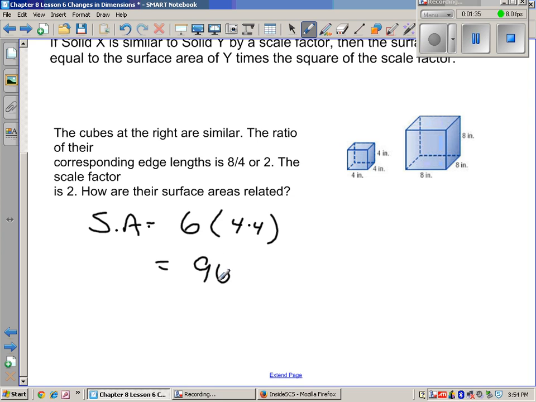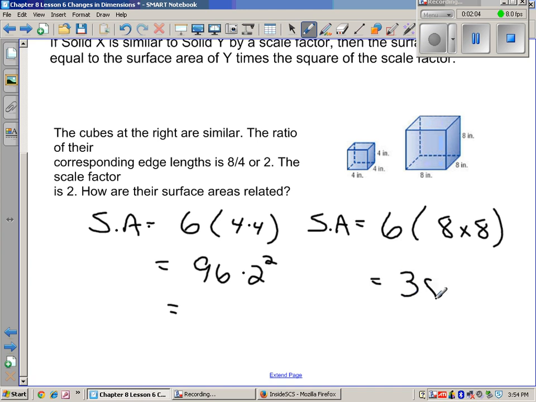So reading into what our key concept is, we take the scale factor squared. If we take 96 times 2 squared, we should get the same answer as if we did the same thing with the larger cube as we did the smaller cube. So we have surface area equals 6 sides. Each side is 8 by 8. Multiply 6 times 64, which gets you 384. That's the surface area for the large one. Now let's go back to our key concept to see if that matches up. We have 96 times 2 squared equals 384. So there you have it.